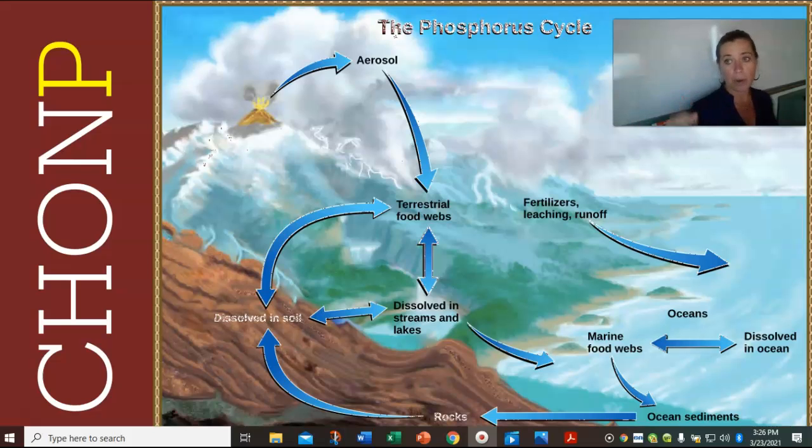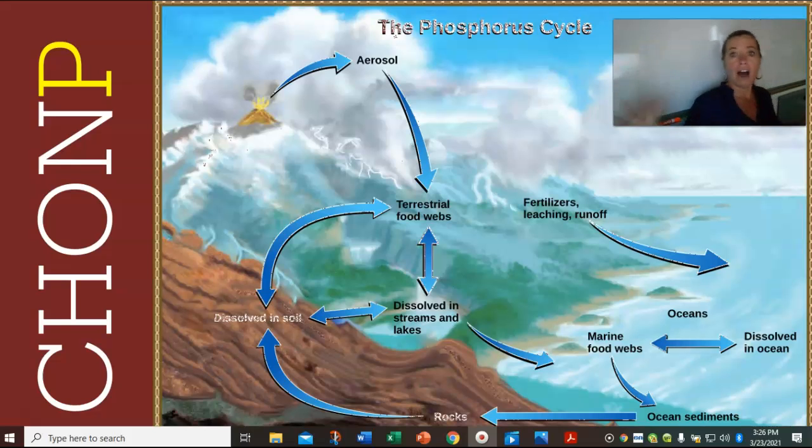This isn't like, oh, I'm going to fix some nitrogen, I'm going to eat the plant, I'm going to die, I'm going to decompose back to the atmosphere. It's not like that. It's not a quick cycle. If you're thinking about a lifetime, ten decades, when you're looking at geologic time, that is nothing. It's not even a breath of air.